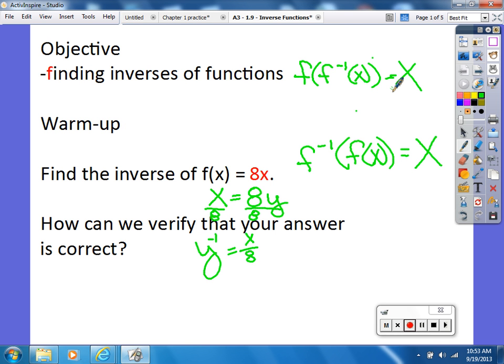x over 8, and I'm going to plug it into this equation. So I have 8 times 1/8 x. What happens to the 8 and the 1/8? They cancel. What are you left with? Good. How about you go ahead and try this one instead? You try the bottom one.